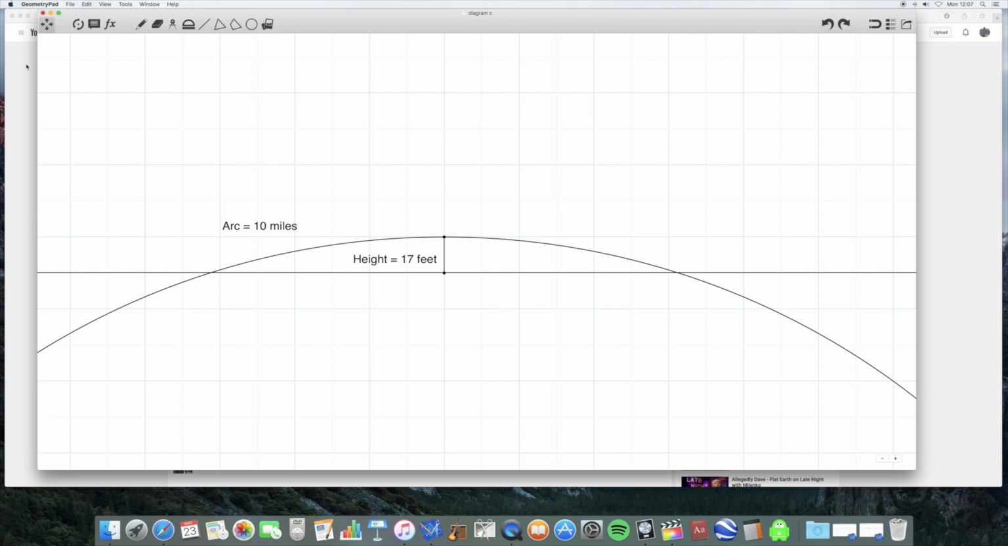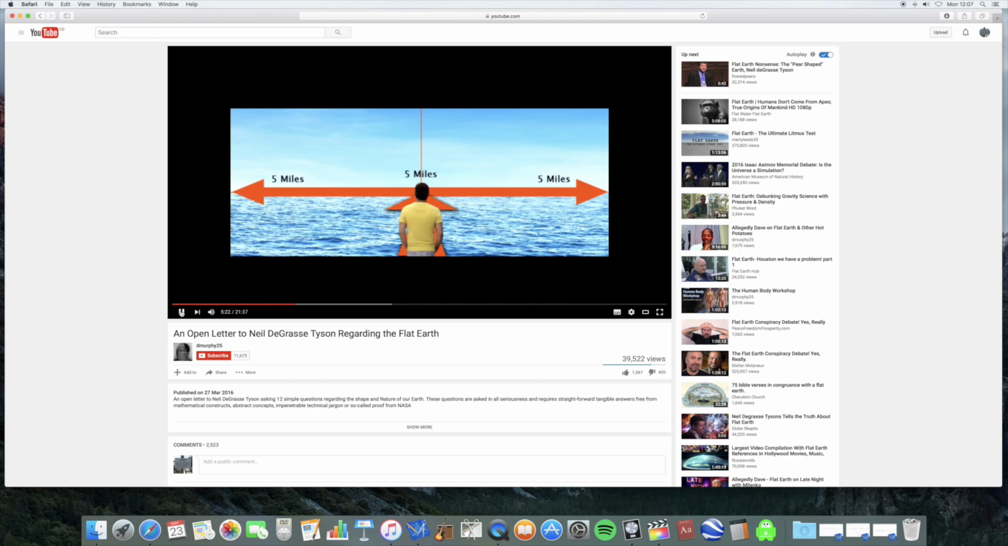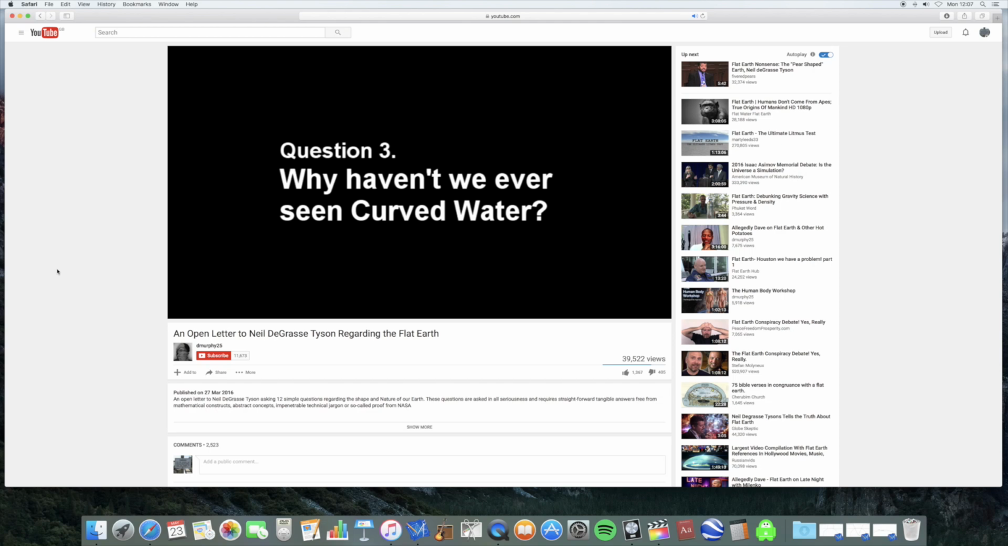Right, let's have a look at what he says next. But I don't. So if I see enough curve over 5 miles, why don't I see it over 10 miles? Following on from that, question 3, why haven't we ever seen curved water? It's basically the same question, but let's go on.